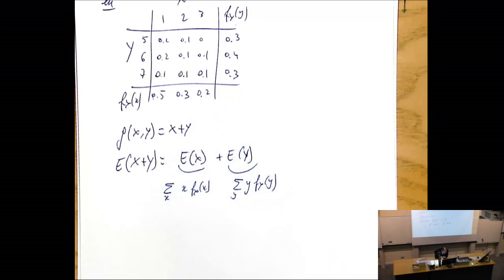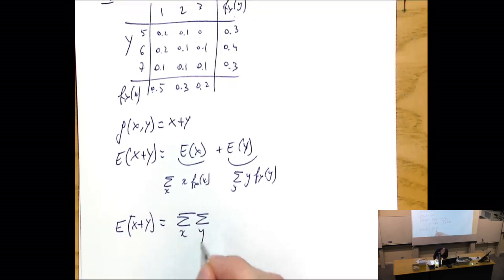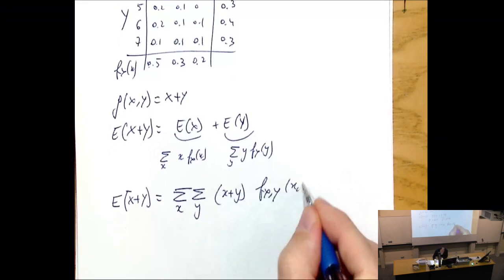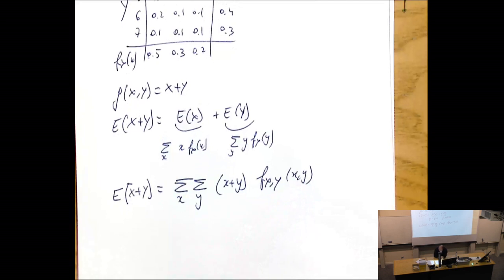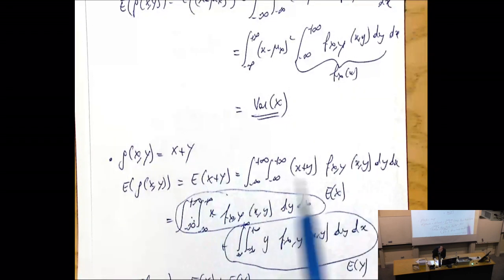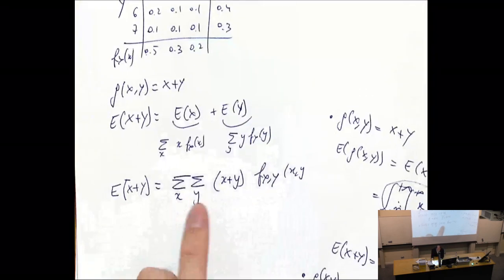Or you can say, well, this is the expectation of x plus y. This is a sum over all x, a sum over all y of x plus y multiplied by the joint probability mass function. You can do that as well. Essentially, it's exactly what we did here. I'm writing here the expectation of x plus y. Now I have discrete random variables, so rather than having an integral, I have here a sum.